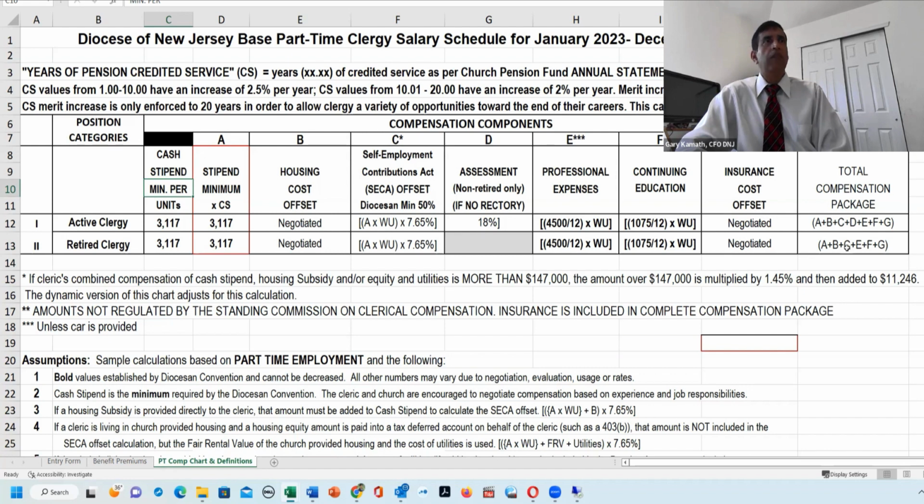So that will give us the total compensation package, and you will see from the entry form and the benefits how this works out. But here are some of the definitions to make it easier, especially if you're trying to figure out how the calculation is done.